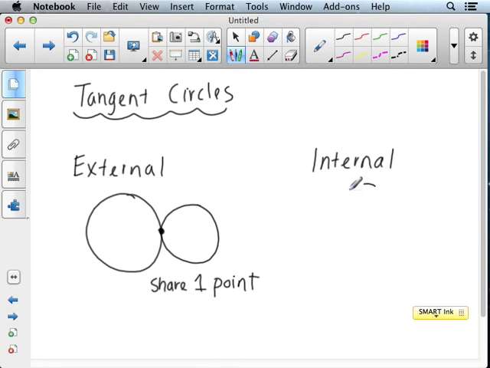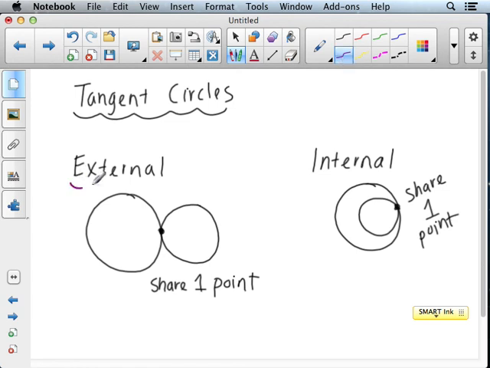And internally tangent, tangent from the inside, they still share one point. But this time the circles are inside each other. Notice these aren't inscribed or concentric, they're internally tangent circles. So here's externally tangent, and here's internally tangent.